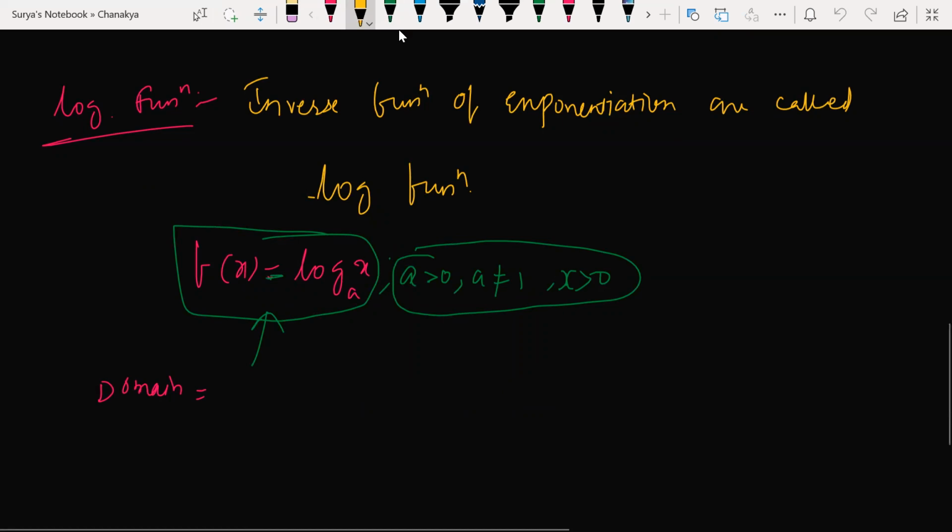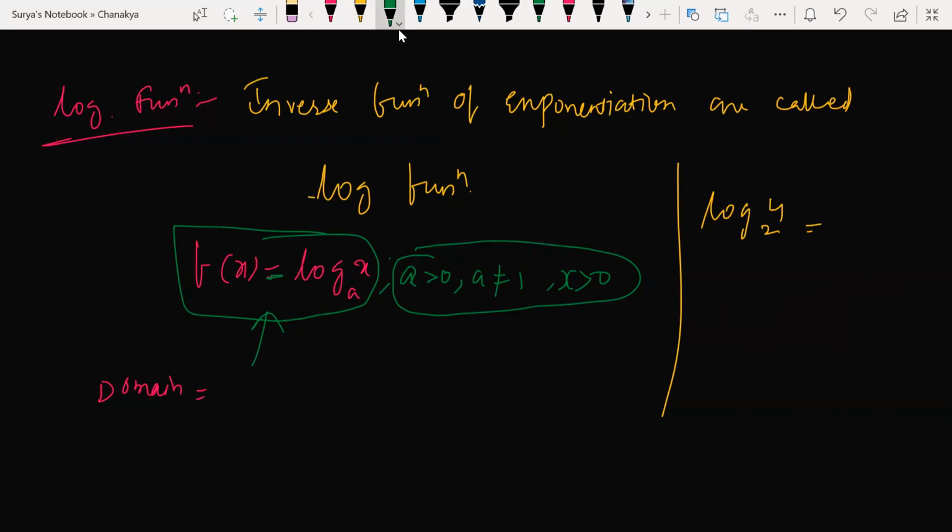Why can a not be equal to 1? Let us talk about a few examples. If I ask you log 4 base 2, how much is it? The answer is 2, isn't it? What is the meaning of this? What power of 2 gives me 4? 2 to the power of 2 gives me 4. So 2 is my answer.